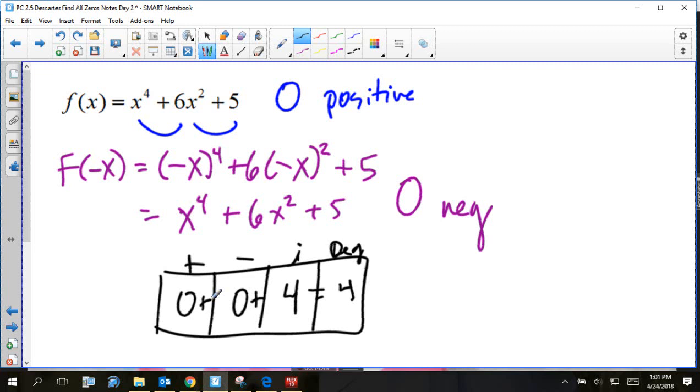Graph them? No, because they're all fakes. So what does it look like if there's imaginary zeros? What does it look like? It doesn't intersect what?